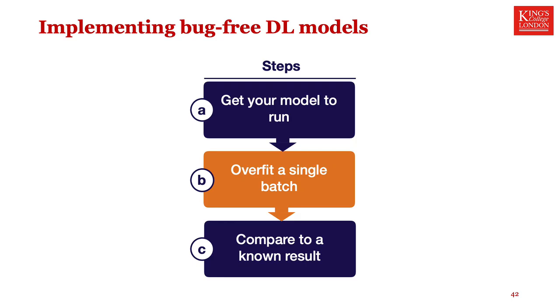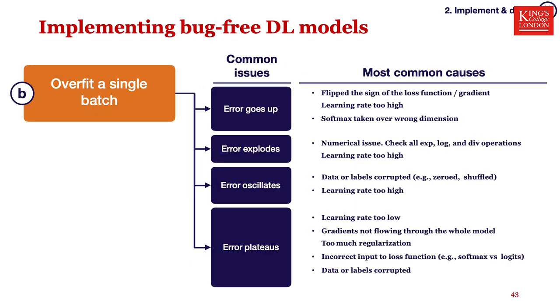The second of the steps of implementing bug-free deep learning models is to overfit on a single batch. Overfitting on a single batch, as I was saying before, gives you many different pieces of information. You have situations where you overfit on a single batch and the error goes up, the error explodes, oscillates, or plateaus, and they all tell you very different things. For example, if the error goes up, it normally means that you flipped the sign of the loss function and gradient, or the learning rate is too high.